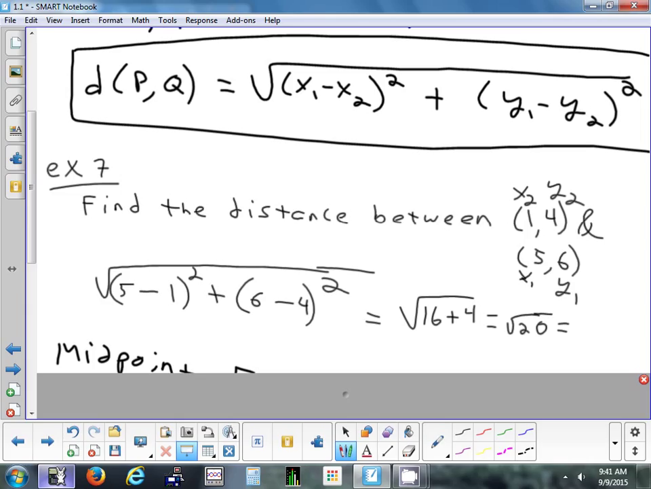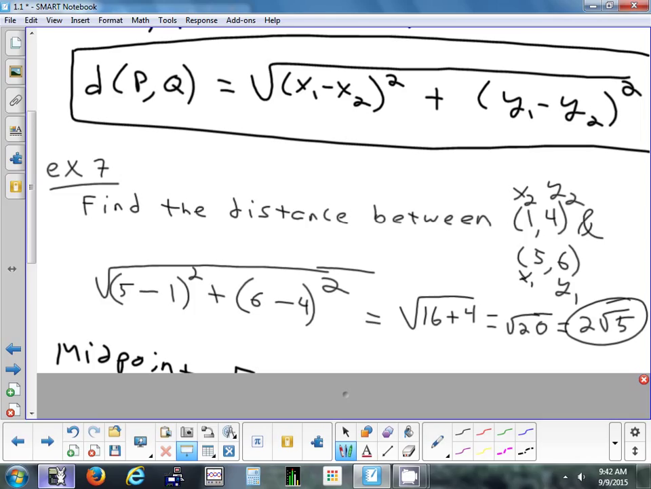And what is the square root of 20 reduced to? 2 square roots of 5. Okay, everybody know how to reduce a square root like that? I know I helped people last year in study hall with that, so square roots. Okay, so that's important to know from Algebra 2, how to reduce a square root.